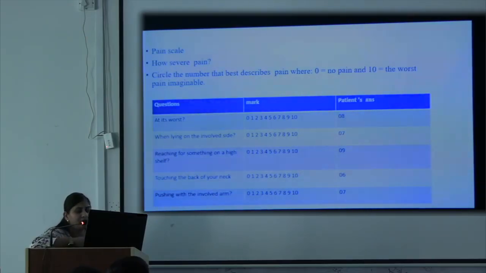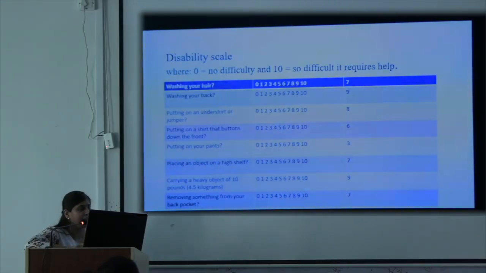When lying on the involved side, the patient marks it at 7. Reaching for something on a high shelf, the patient marks 9. Touching the back of the neck, the patient marks 6, and pushing with the involved arm, the patient marks 7. These are all the ratings given by the patient on the pain scale.